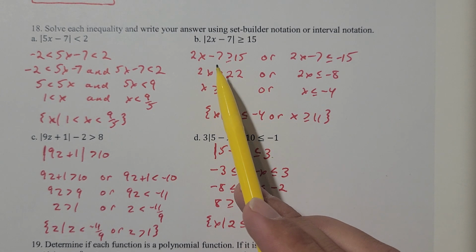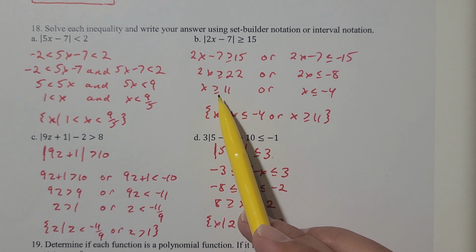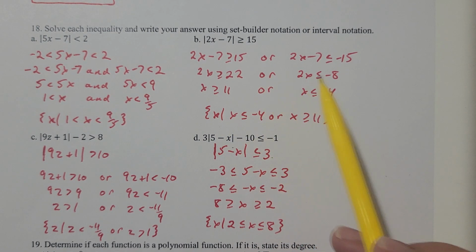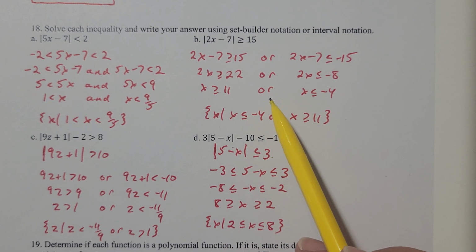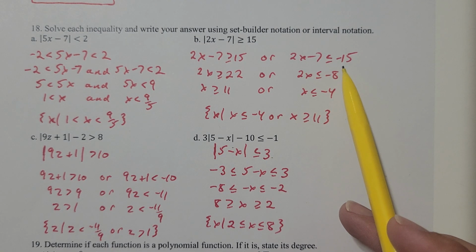So in the first inequality, when I add 7 and then divide by 2, 2 is a positive number, so I'm not flipping the sign. X is greater than or equal to 11. Okay. Or, just go ahead and write that keyword down. That's important. Or yeah, do the same thing on the other inequality.